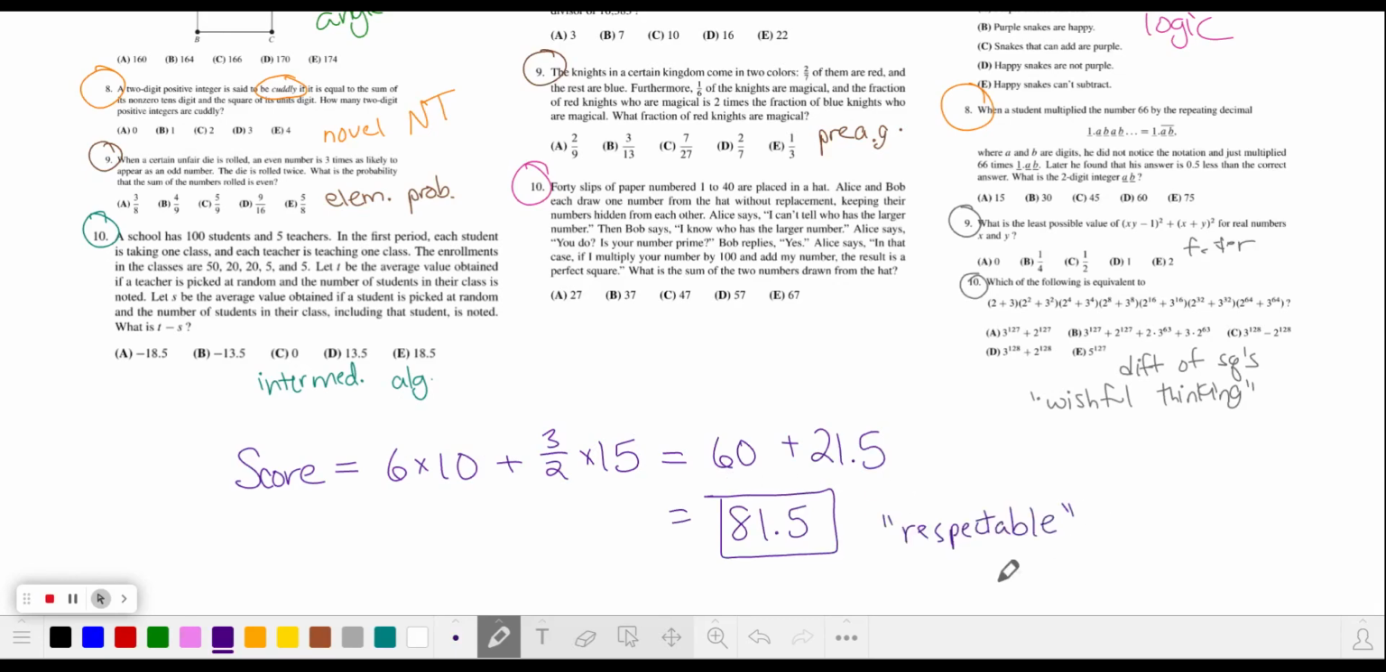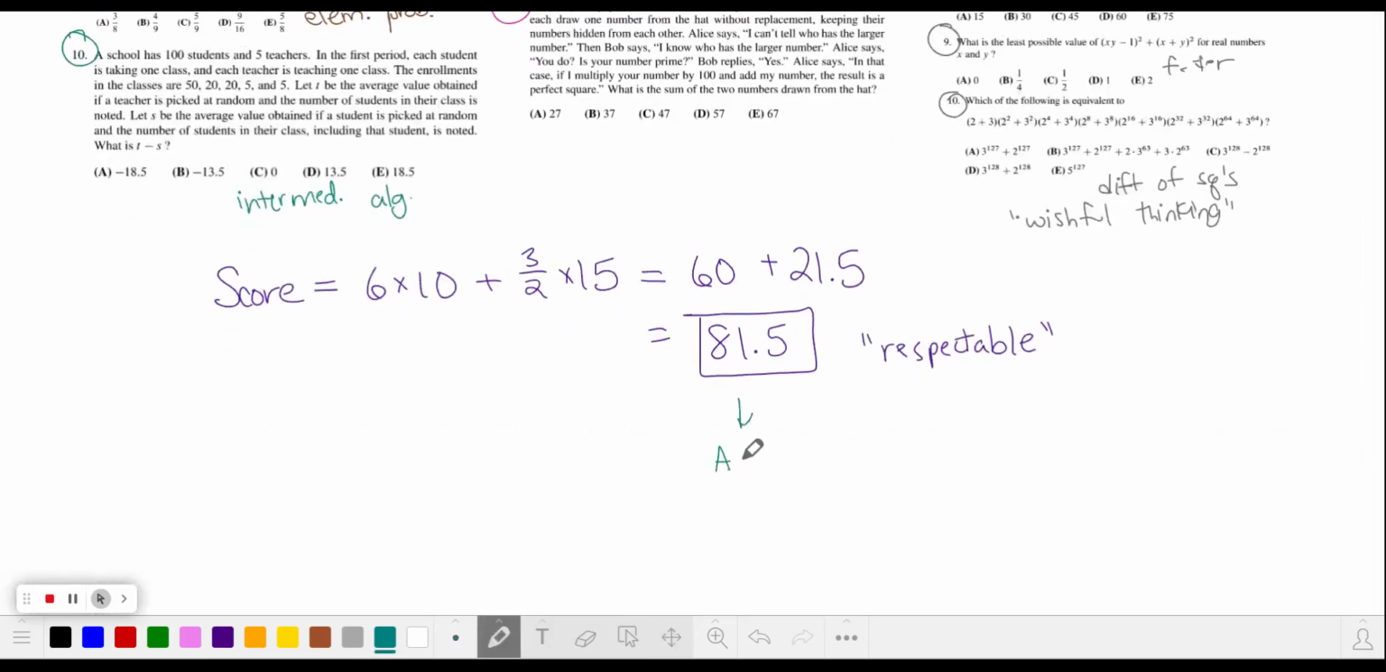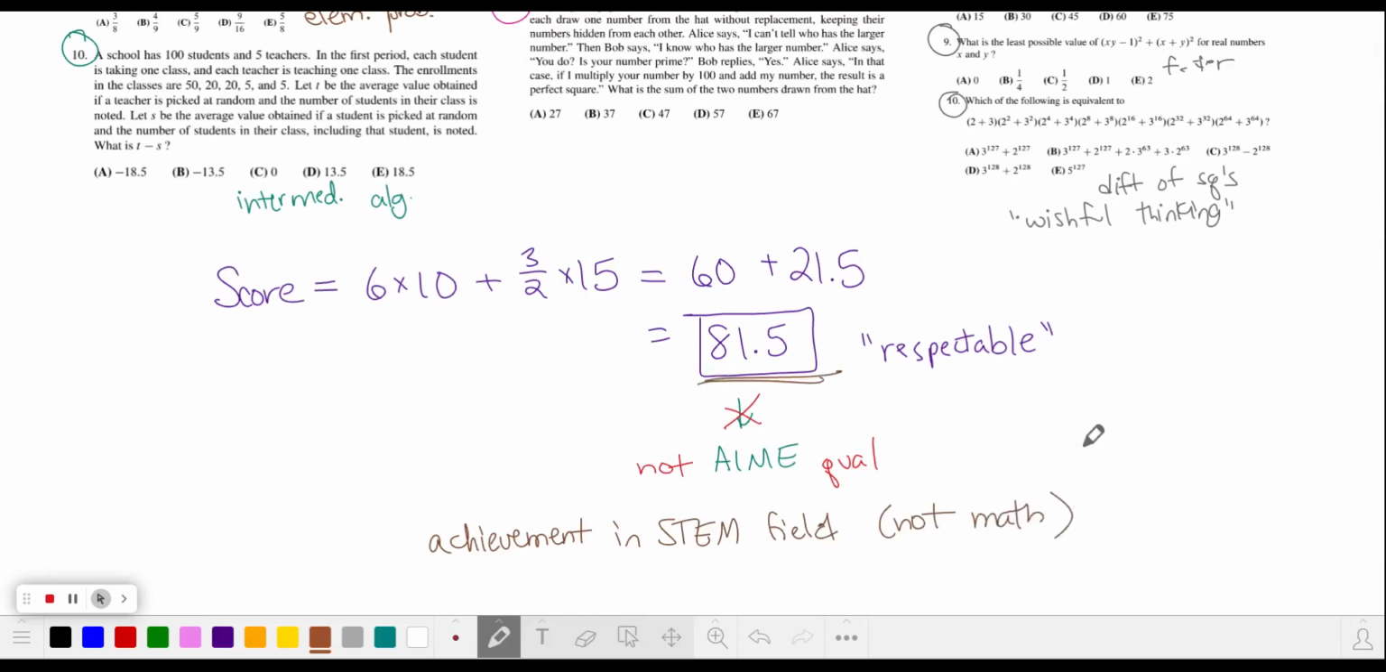I would call this a respectable score. It's usually not going to give you an AMC qual, but if you have earned some other achievement in a STEM field outside of math and math contests, then you might want to include this on your college applications. But again, check with a college counselor who is familiar with math contests. Let's go on to the 3rd page.